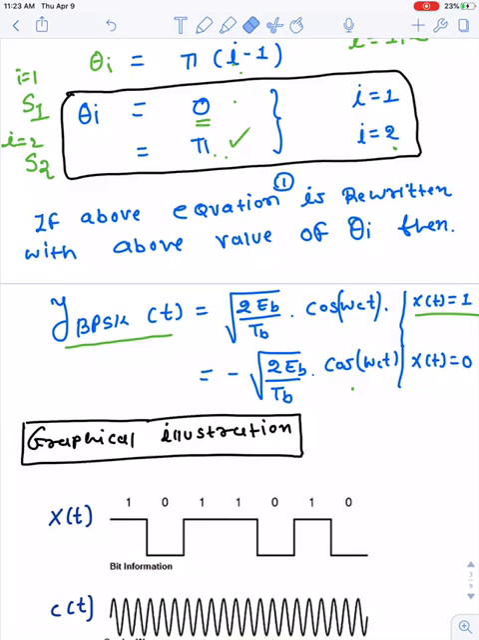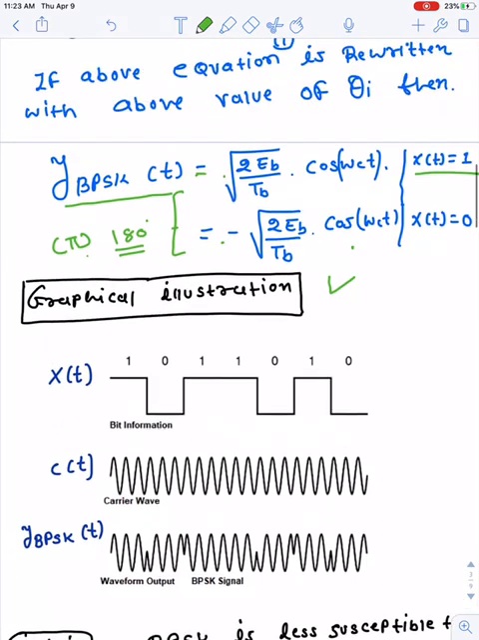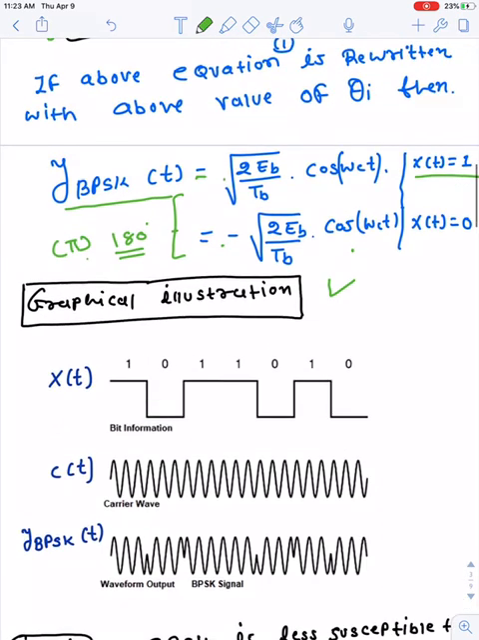So this is a positive sign here, and this one is a negative sign here. So it indicates there is a 180 degree phase shift between the two symbols, and this 180 degree phase shift corresponds with the pi phase shift, which is shown over here. Now we will see the graphical illustration of the signal. So we can conclude from this equation that if the input bit is 1, we will transmit square root of 2 Eb by Tb cos omega c t, which corresponds with theta being 0 degrees.